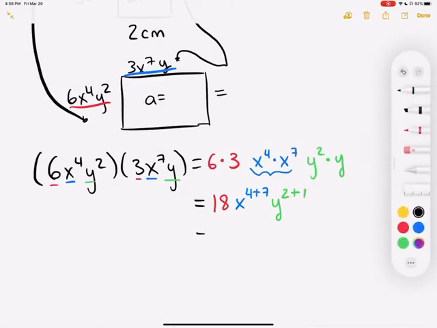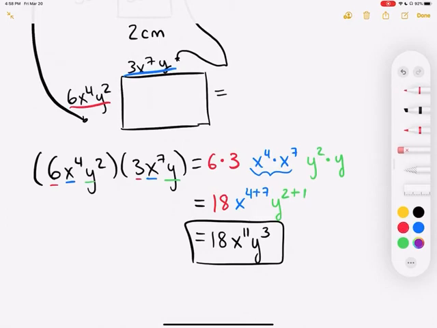Okay, and then you can just do those small additions. So 4 plus 7 is going to be 11, and then 2 plus 1 is going to be 3. And this is my result. In terms of our square, it means that the area of this rectangle, I think I previously said a square for the first one, that's also a rectangle. So the area for this rectangle is going to be 18x to the power of 11 y cubed. So that's the area of this small rectangle.